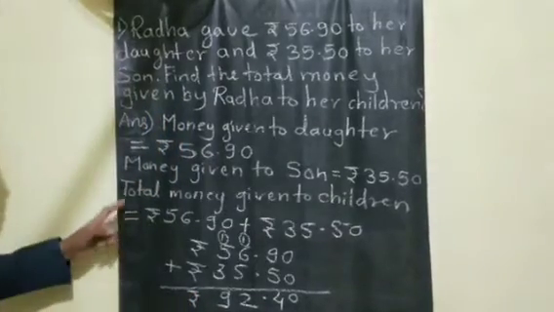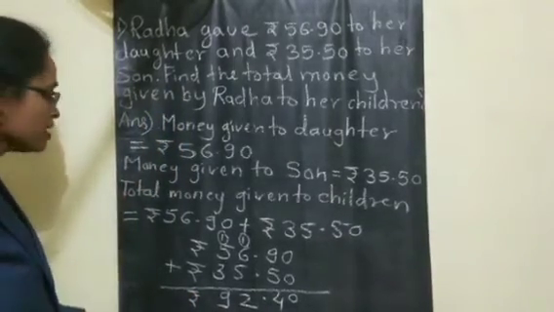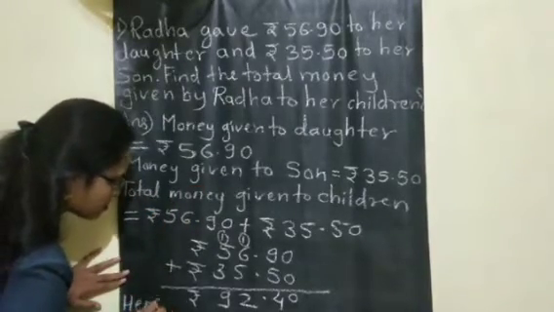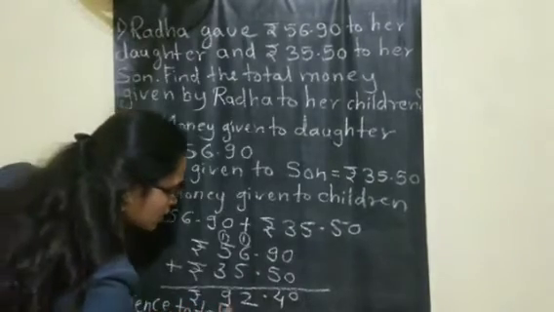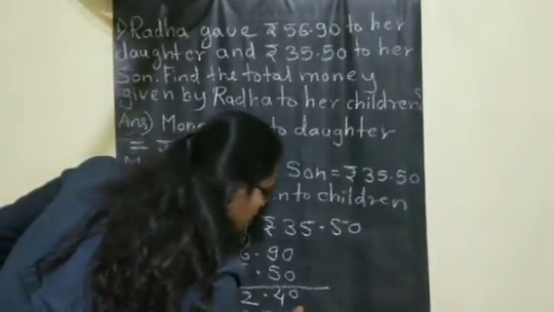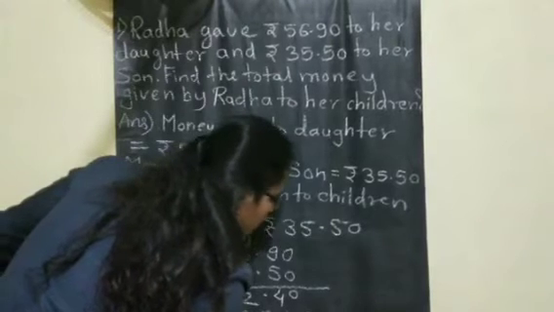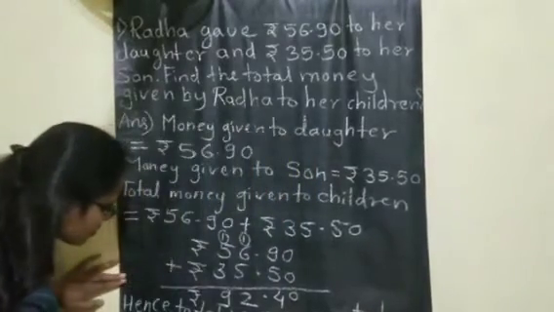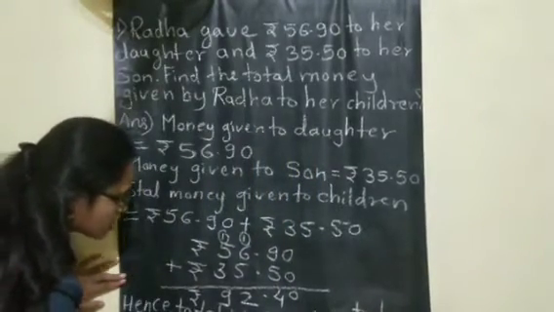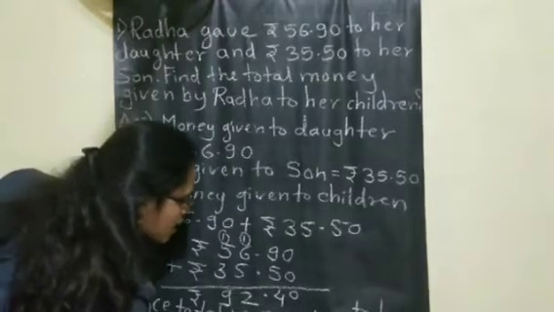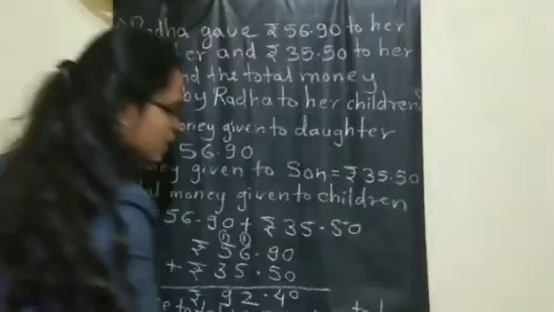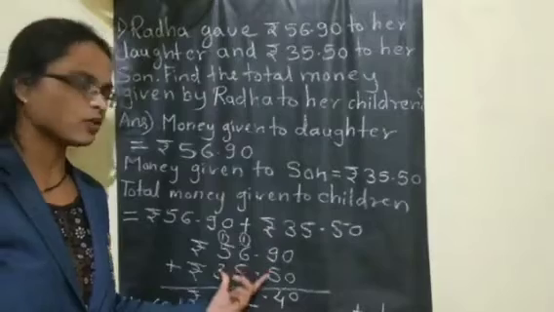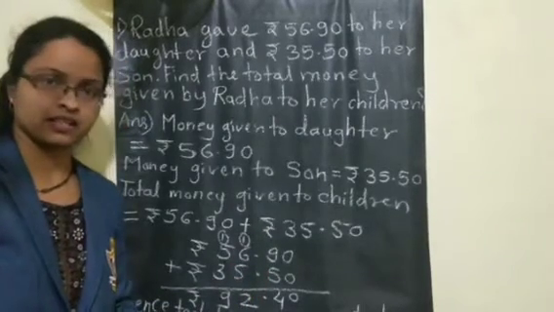So you can write the last sentence as the hence part. So hence, total money given to children is equal to, you can write hence, total money given to her children is equal to rupees 92.40. Like this you people have to write the hence part. So in the word problem, there is the given part, the calculation part and the hence part. Understood?